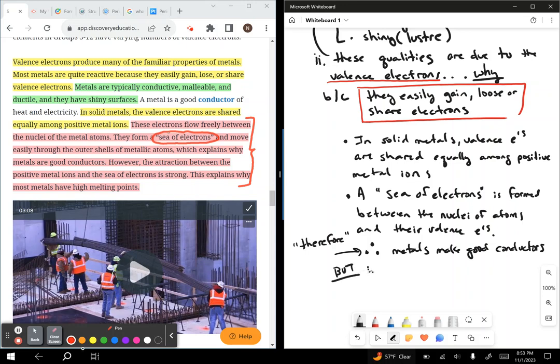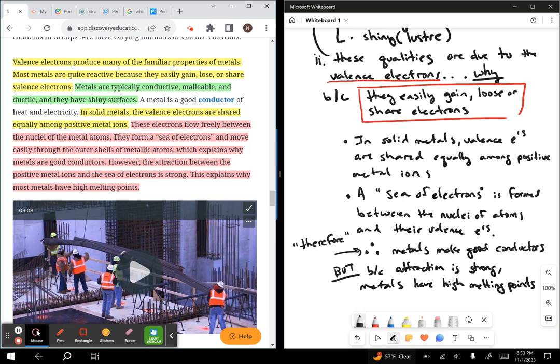But because attraction is strong, metals have high melting points. They take a lot of heat to melt. All right, got it. More of that to come, okay?